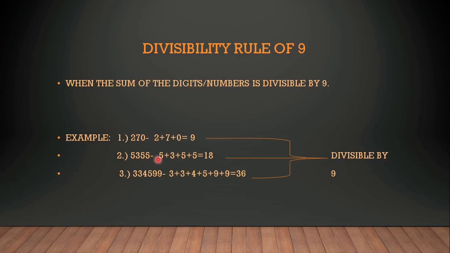Number 2, 5,355: 5 plus 3 plus 5 plus 5 equals 18. Number 3, 334,599: 3 plus 3 plus 4 plus 5 plus 9 plus 9 equals 36. All these numbers are divisible by 9 because the sum of their digits is divisible by 9.